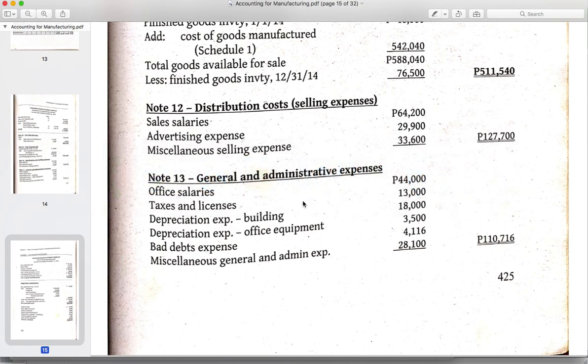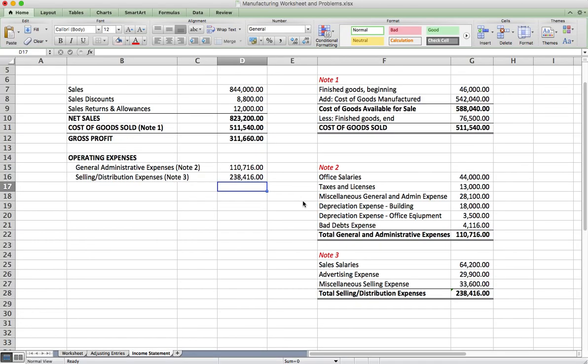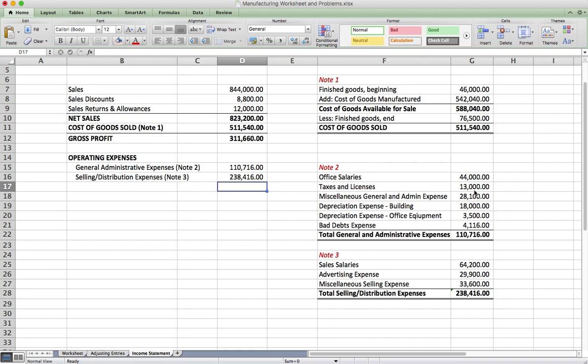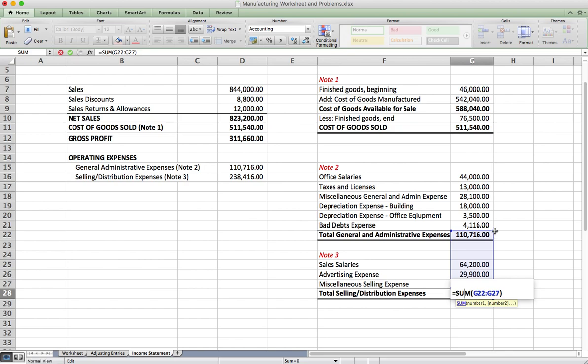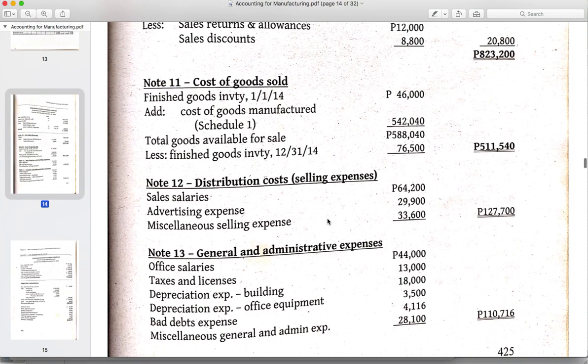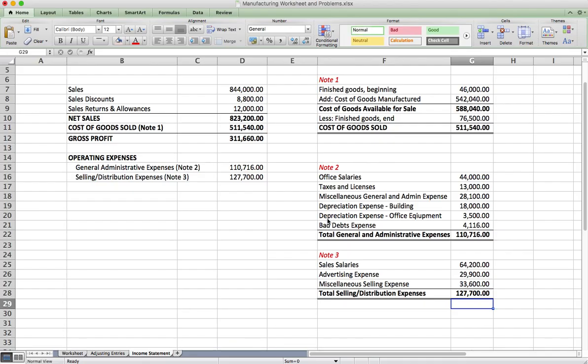Okay, let's check if you have the same amount. Selling and administrative expenses. So, mali. Sobra. Okay, 127,700, 110,716. So, same. The same lang naman tayo. Okay?